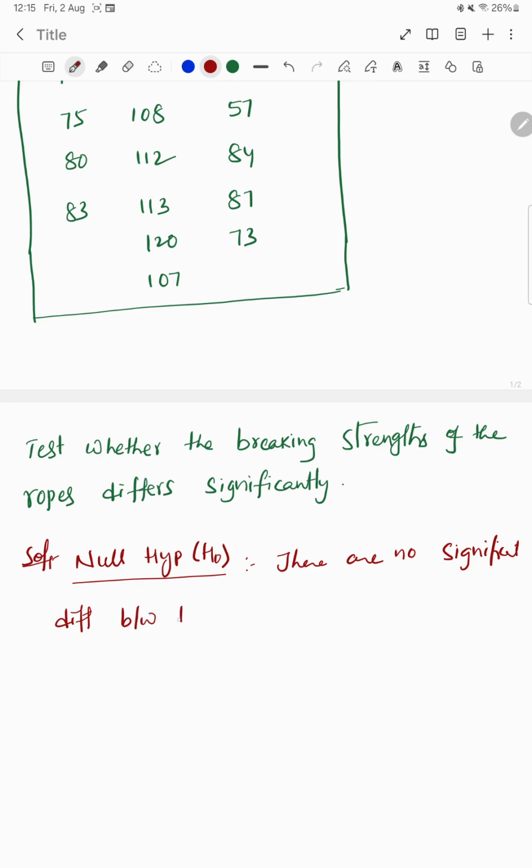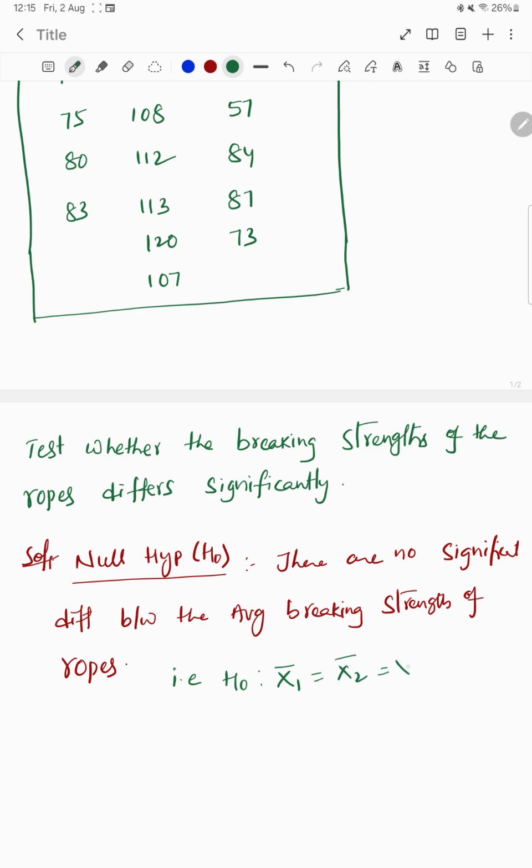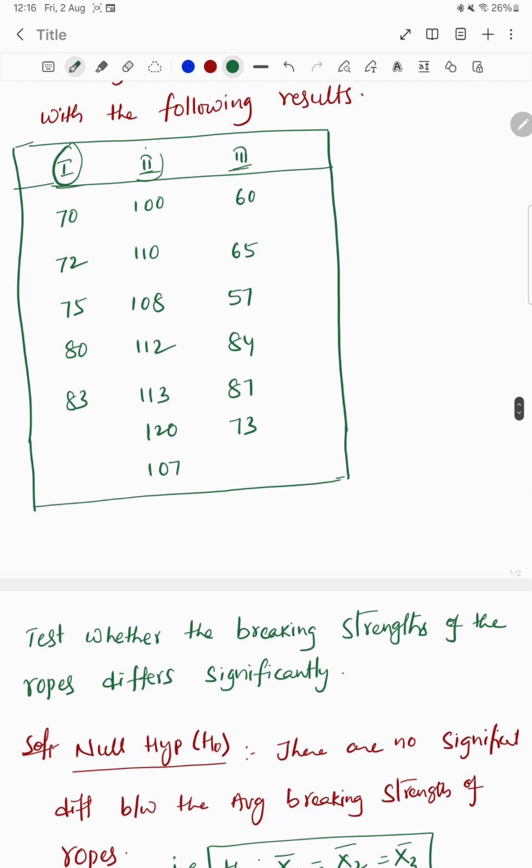between the average breaking strengths of ropes. So that is H naught: x1 bar is equal to x2 bar is equal to x3 bar. So we assume the variable as x1 for the first sample, variable for the second sample is x2, and variable for the third sample is x3.